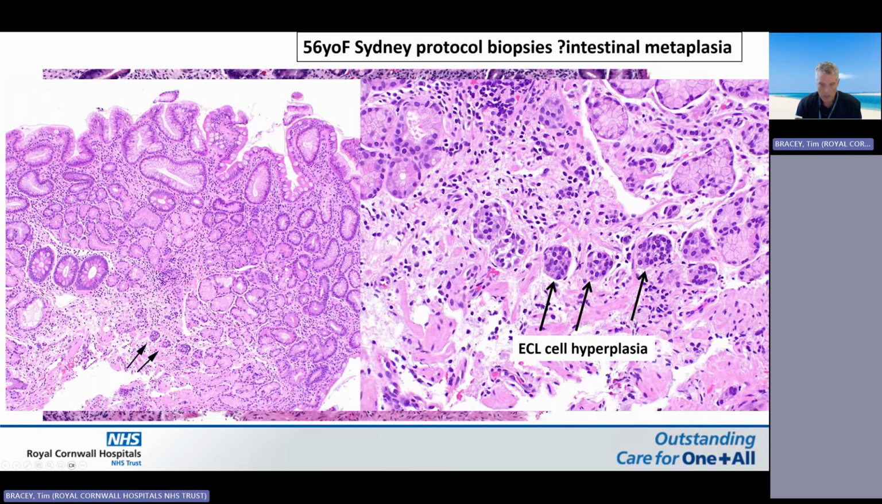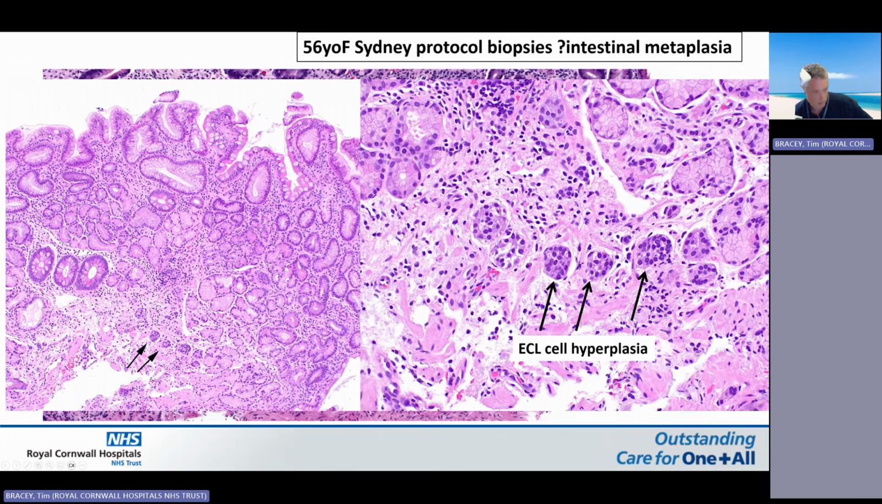This is ECL cell hyperplasia, so enterochromaffin-like hyperplasia. So these start off as linear hyperplasia, which you can't see without the aid of immunohistochemistry, but with ECL cell hyperplasia, nodular hyperplasia, that's something you can see on the H&E. So you can effectively make this diagnosis relatively easily on the H&E once you've got your eye in for it.